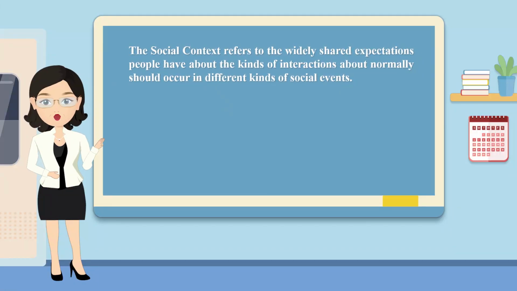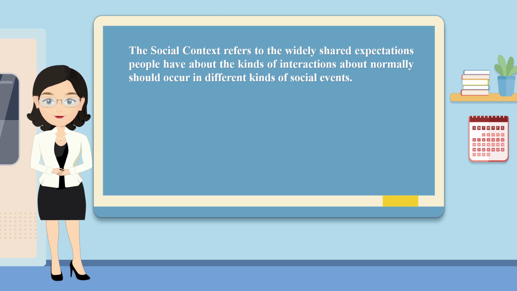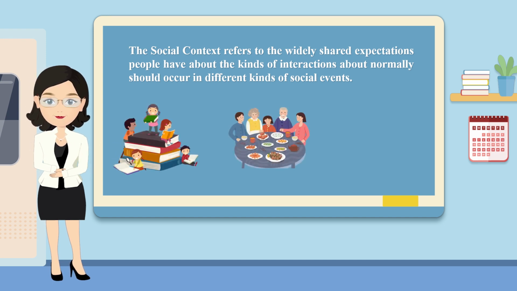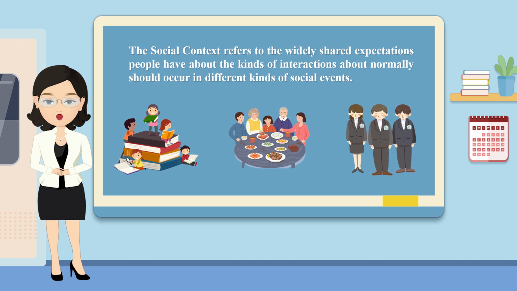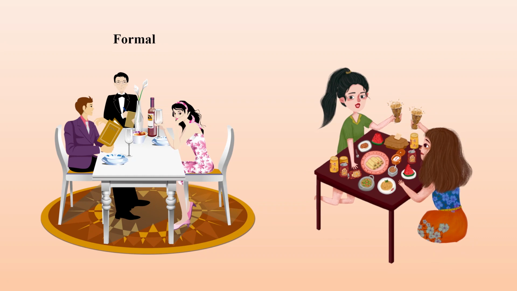The social context refers to the widely shared expectations people have about the kinds of interactions that normally should occur in different kinds of social events. This might be a group of friends in a club, or a family meal, or a group of mourners at a funeral. For example, we would communicate differently in the situation of a formal dinner with our boss as compared with eating fish and chips in the kitchen with our friends.